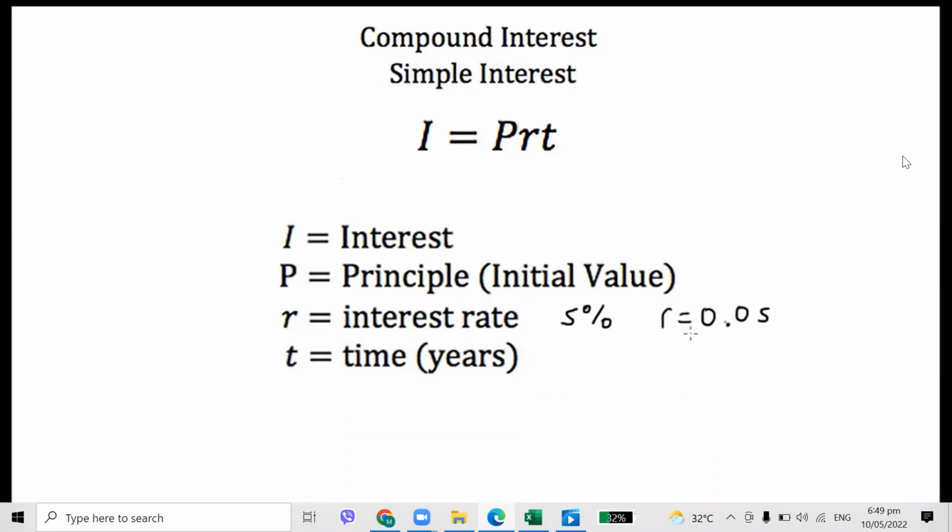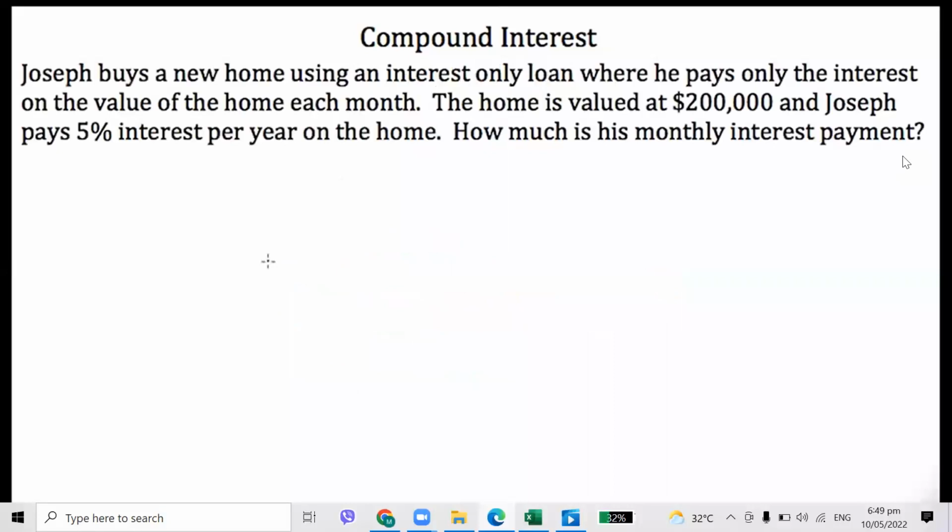T is time, typically in years, sometimes it can be in months or days. Usually when we talk about simple interest though, T is just equal to 1. So let's look at an example.